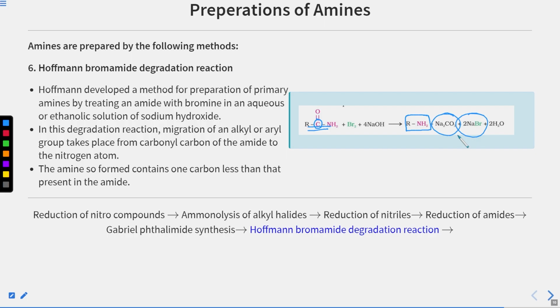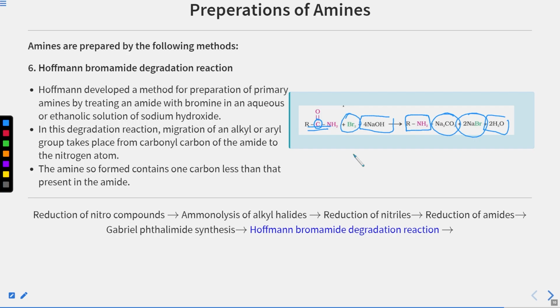So each time this OH takes one H plus, we will form one H2O. So you can see here, there are 4 NaOH initially and 2 NaBr are formed, because the remaining 2 Na are being transferred here and the OH minus takes one H plus to form H2O, 2H2O. Now this is the overall reaction.